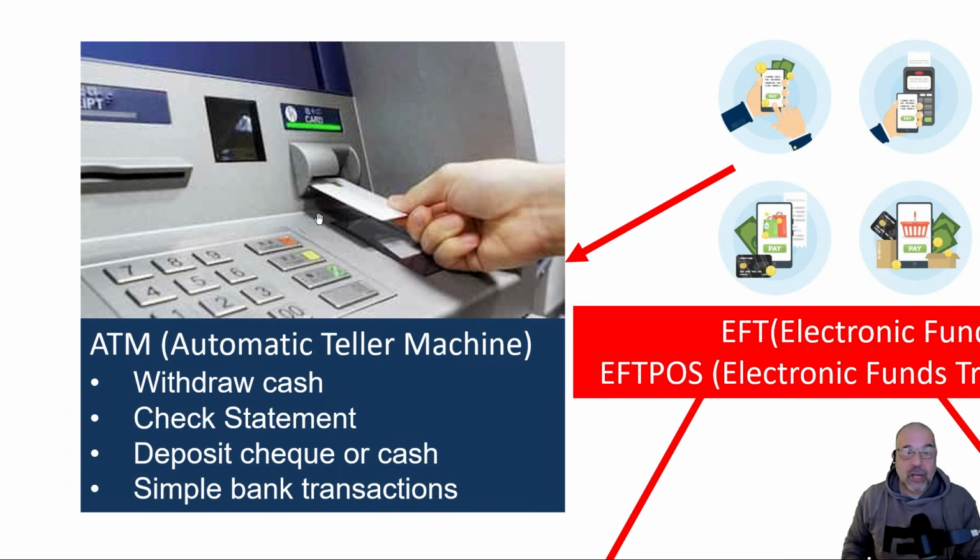Now, once you have selected, if you're going to withdraw cash, you're going to say how much cash you want to withdraw. You will follow the instructions, press OK, and it will withdraw the cash from your account. It will first check to see that you've got that amount.